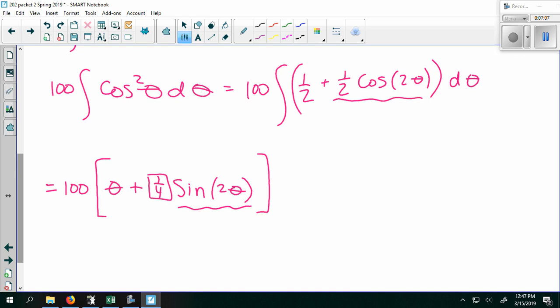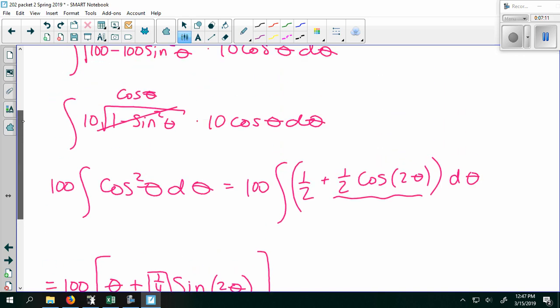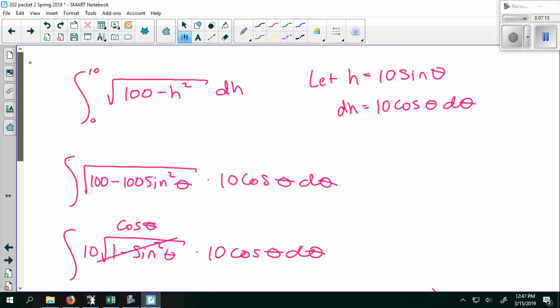I'm going to convert it back to x's first. Go back up. Oh, h's. Okay. So if h is 10 sine theta, then I can solve for theta, and it is the arc sine of h over 10.